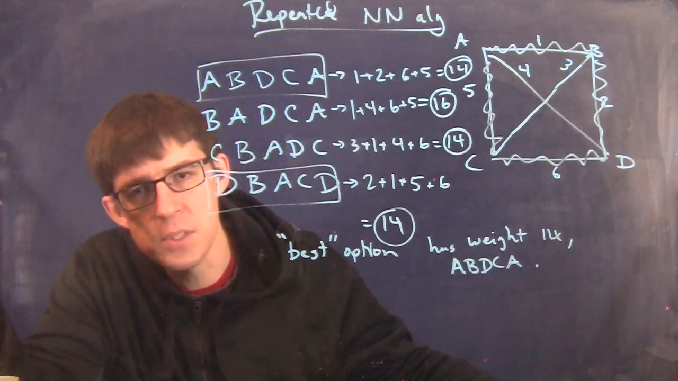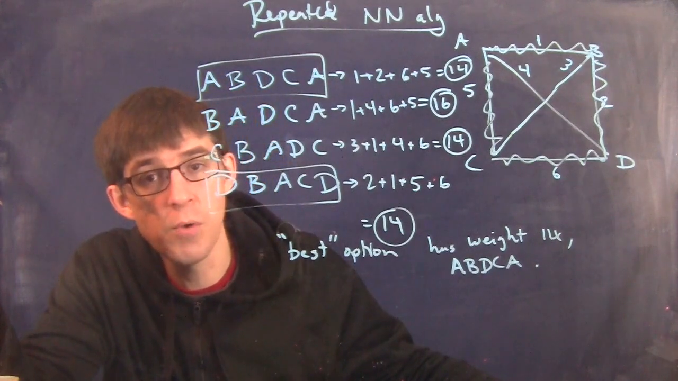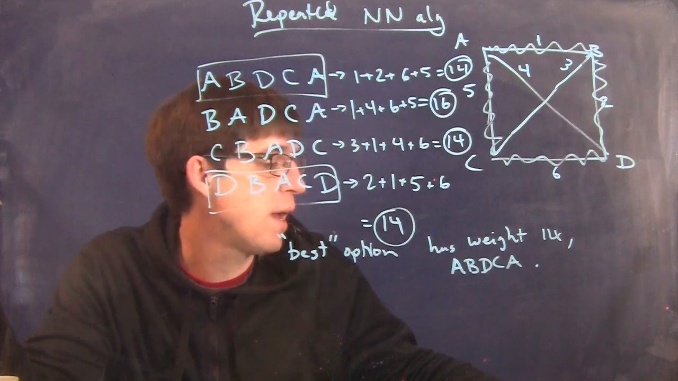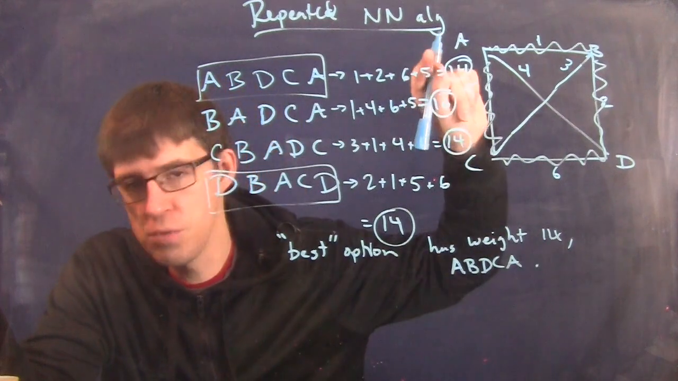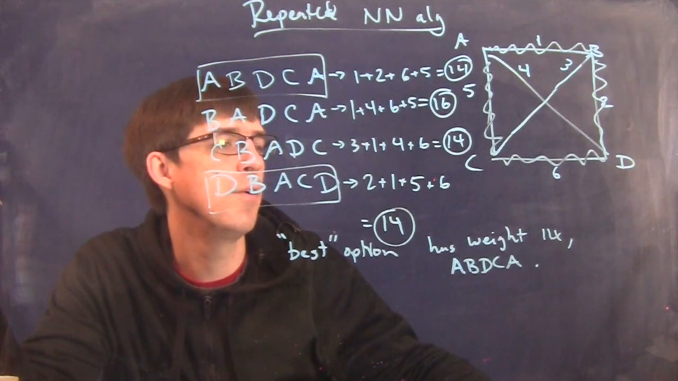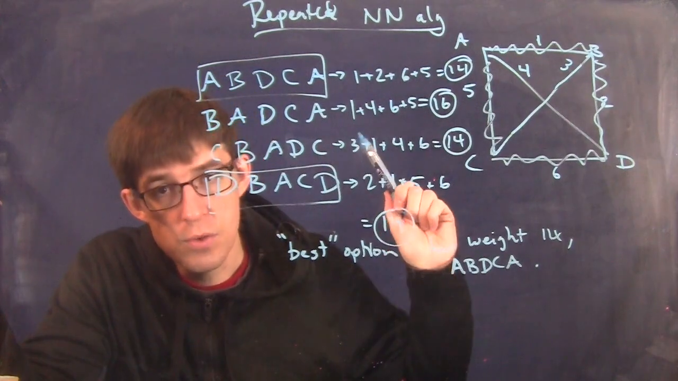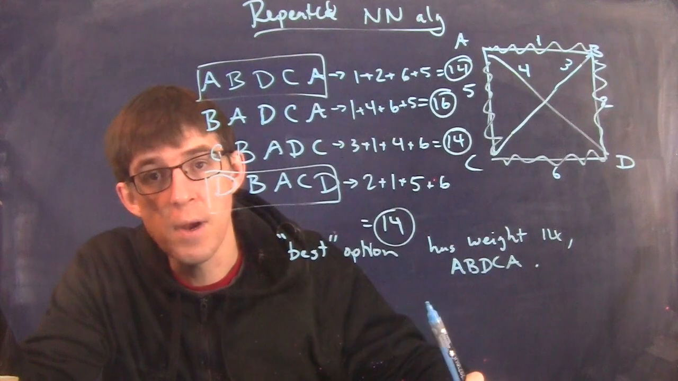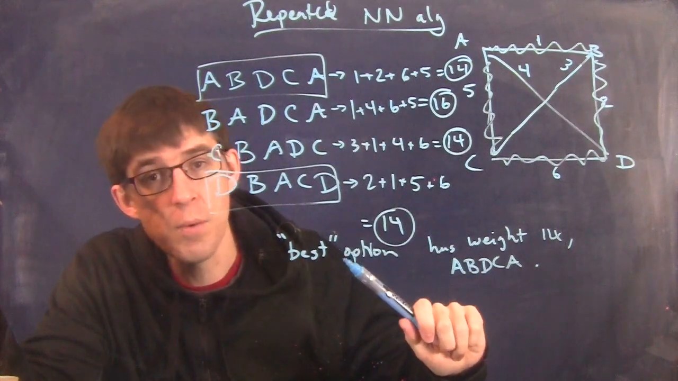It's a little better than just choosing one starting point and sticking with it. If you've got a few extra minutes, you might as well choose all possible different starting points and then choose the best one that you get overall. I would like to try the repeated nearest neighbor algorithm on that other example that we did before with the 5 points.